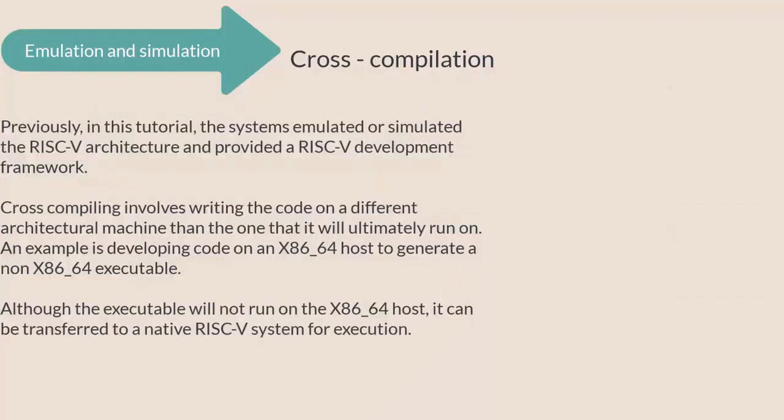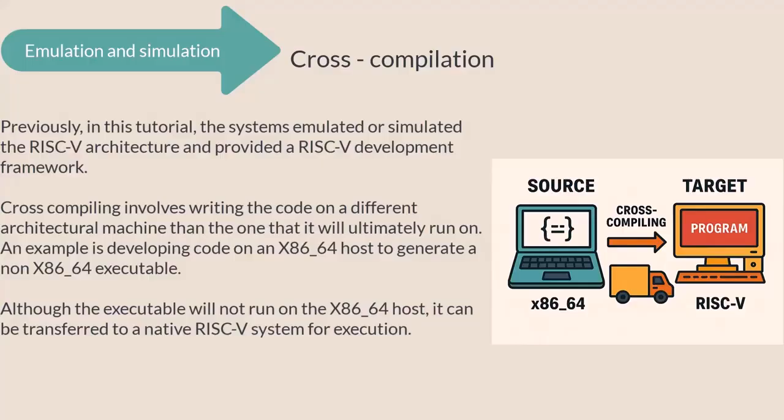The next topic is cross-compiling. Previously in this tutorial, the systems emulated or simulated the RISC-V architecture and provided a RISC-V development framework. Cross-compiling involves writing the code on a different architectural machine than the one that it will ultimately run on. An example is developing code on an x86_64 host to generate a non-x86_64 executable. Although the executable will not run on the x86_64 host, it can be transferred to a native RISC-V system for execution.